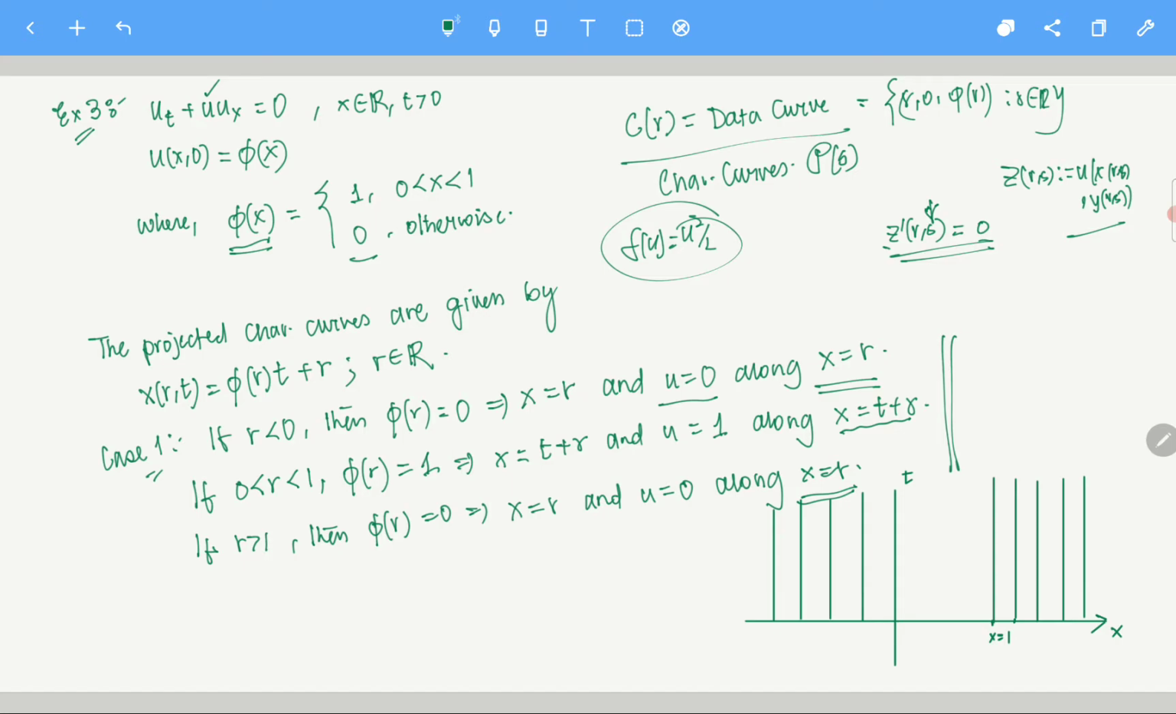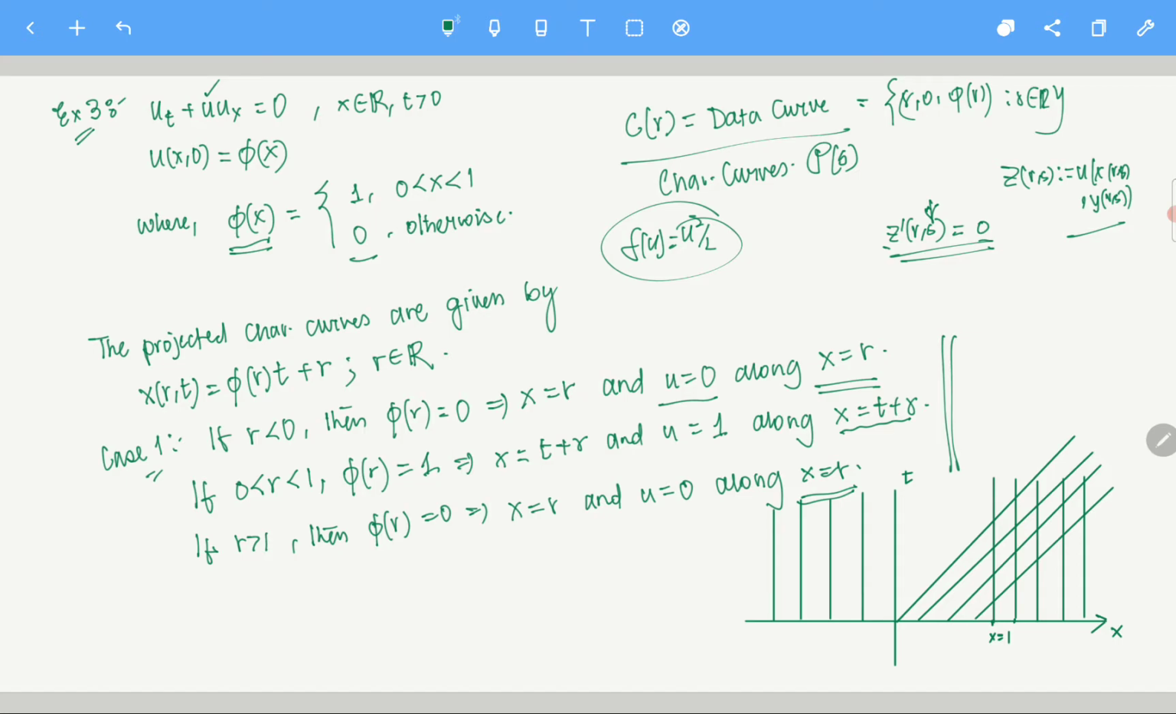Okay, now when r is between 0 and 1, you have x equals t plus r. So in between r 0 and 1, x equals t plus r. So those are lines with slope 1. Okay, so these are the projected characteristics.